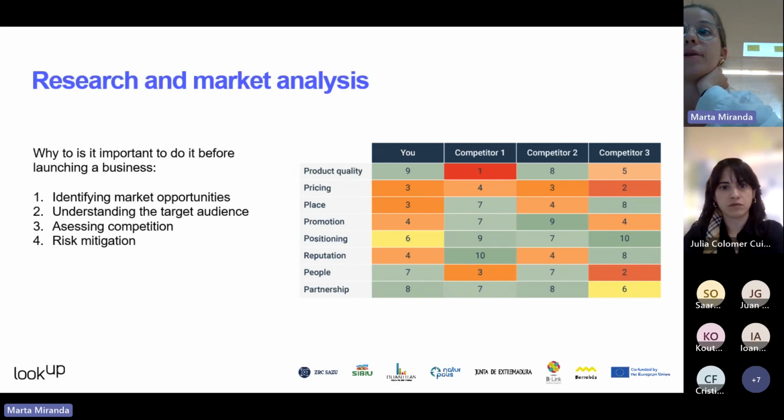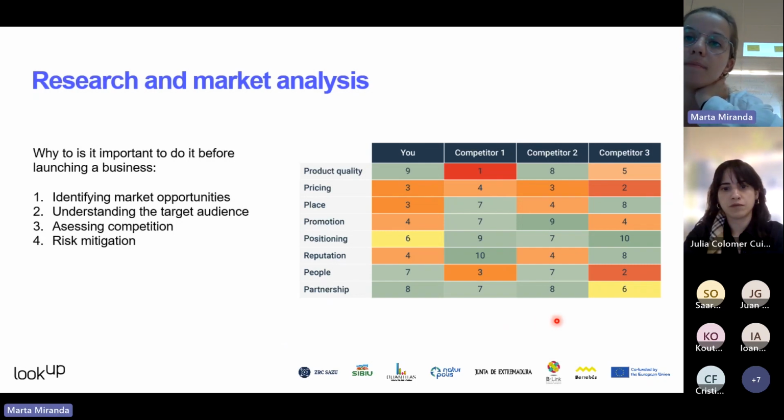The third reason to do market analysis is to assess the competition. Market analysis will provide information on existing competitors, including their strengths, their weaknesses, their market share, their pricing strategies, and so on. This information is essential for businesses to create strategies that allow them to differentiate themselves from competitors and gain competitive advantage.